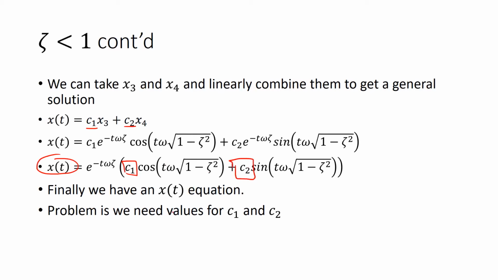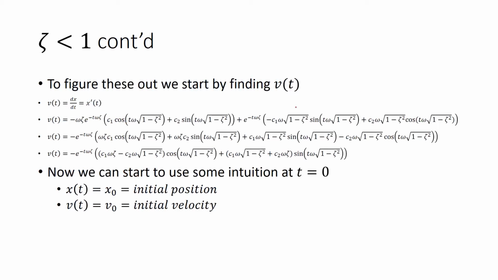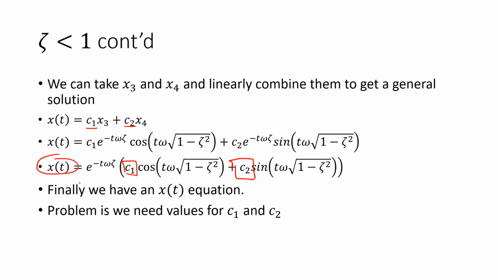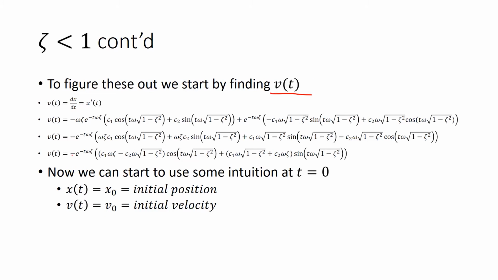But in order to find these, we need to find velocity. We do that by taking the derivative of our x of t value. So we're taking this x of t value over here, finding the derivative of it, and that's a bit messy. This is probably the messiest part we have to do, but that leaves you with this in the end. Then with some simple intuition, we know that at time 0 we're starting at an initial position and an initial velocity, right? So I probably should have put x of 0 here. So it is equal to x naught and v naught for initial position and initial velocity.